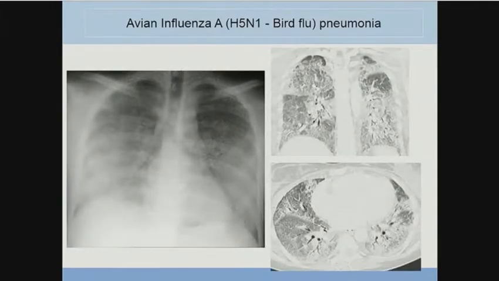This is another case of diffuse bilateral disease, and you can see why I call it diffuse and bilateral. This is avian influenza A, H5N1 bird flu pneumonia. It starts off as an interstitial disease, but then progresses to involve both lungs diffusely, causing alveolar disease, which is diffusely spreading throughout both lungs. At this time point, it's difficult to separate what is caused by pneumonia from diffuse alveolar damage, which is also caused by H5N1, later in the stage of disease.